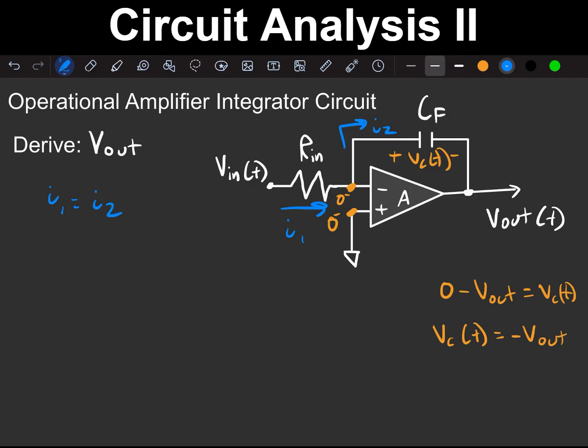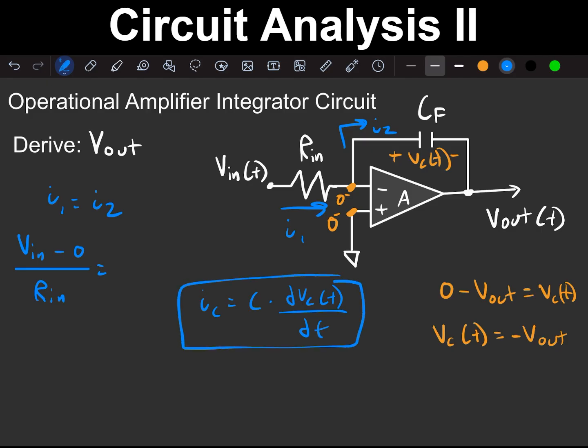So what is I1? I1 is going to be our input voltage minus, again, we know that we have 0, over our Rin. I2, in this case, is going to be obviously IC, but remember, this is a very important equation. IC is equal to our C times dVc(t)/dt. If you don't have this equation memorized backwards and forwards, I would highly recommend you do so.